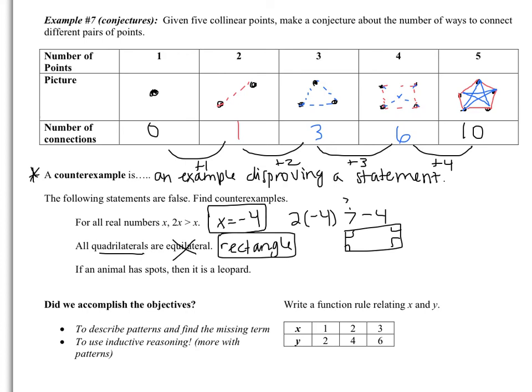Okay, if an animal has spots, then it is a leopard. You should have come up with an animal that has spots, but that is not a leopard. The one that I happen to come up with is a cow. A cow has spots, but it's not a leopard.